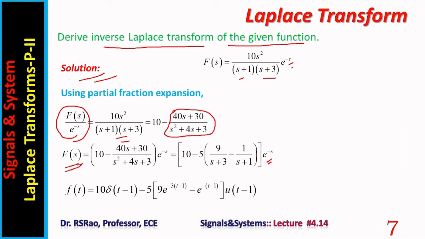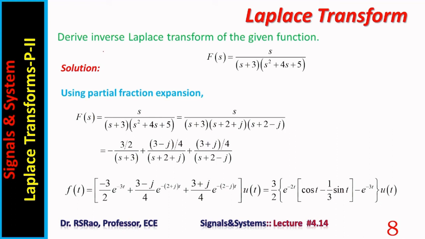Applying inverse transform on both sides results in f(t) equal to 10 delta(t - 1) minus 5 times (9e^(-3(t - 1)) minus e^(-(t - 1))) u(t - 1). So this is the solution result.